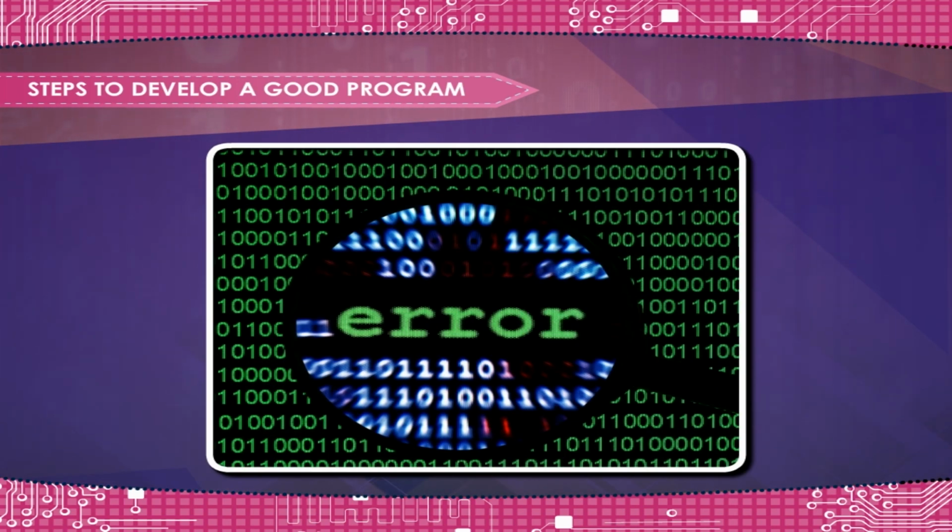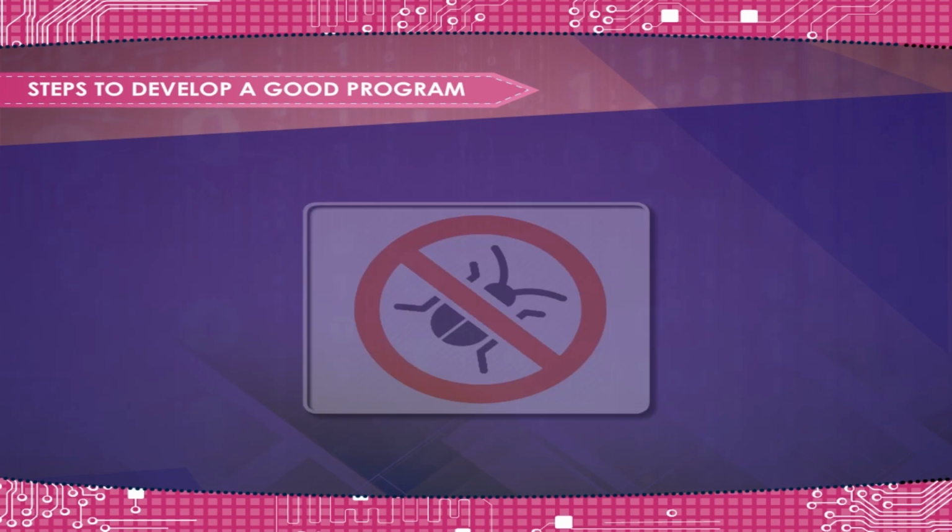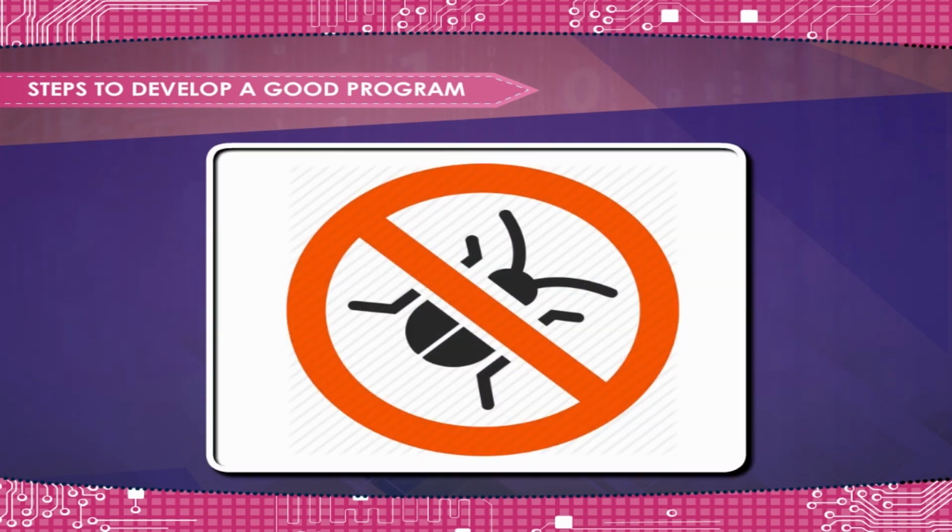If the code is not solving the problem, then dry run. Manually execute the code and look for the bugs, errors in it. Debug, remove the errors from the code, and execute it again.